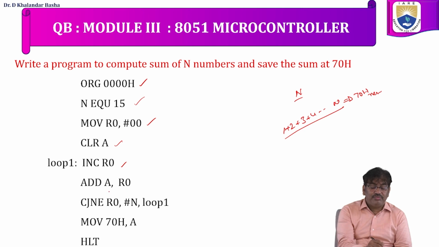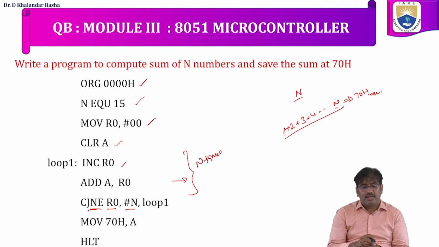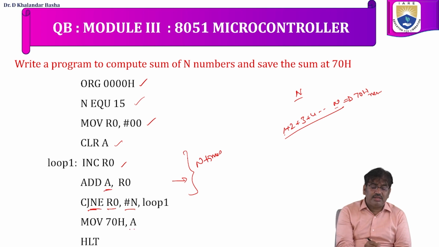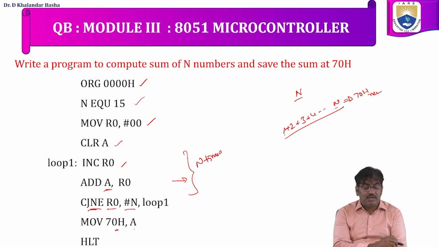As the sum is there in the accumulator, the number of data which we are having, we have to reach until 15. So R0 will be compared with the n value. If they are not equal, go to loop 1. So this loop will be iterated n times. Once n times is done, the sum which is in the accumulator will be loaded into the target location, that is 70H. Then we can terminate the program by using the HLT instruction.